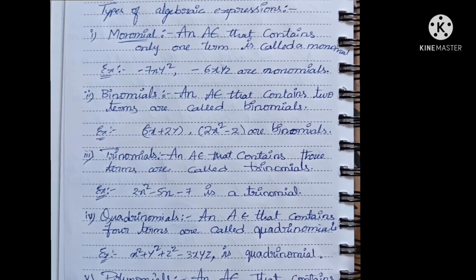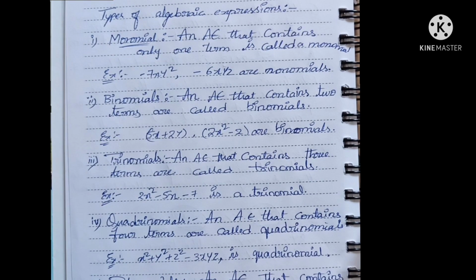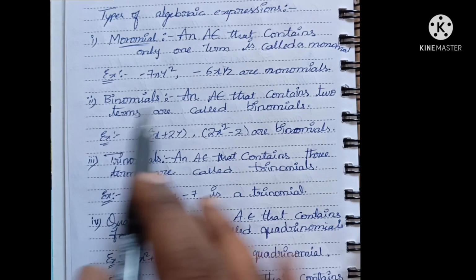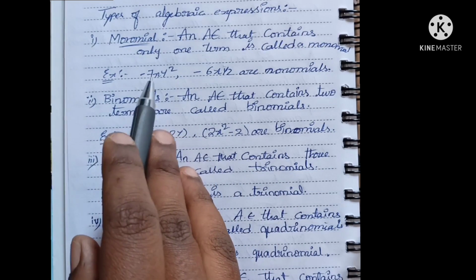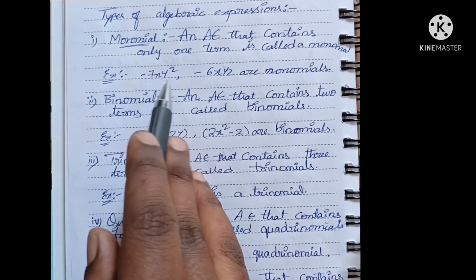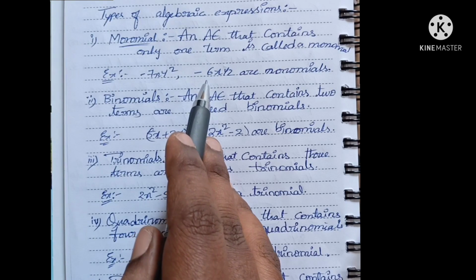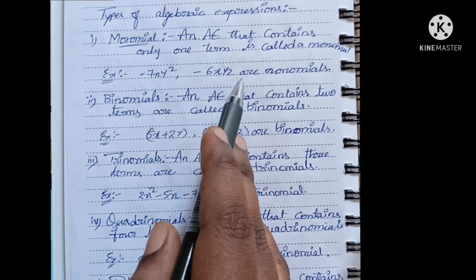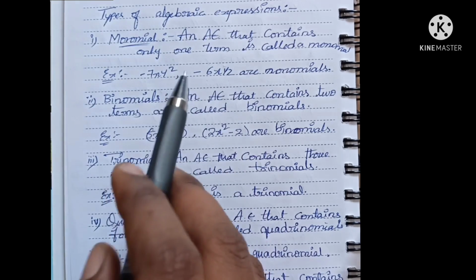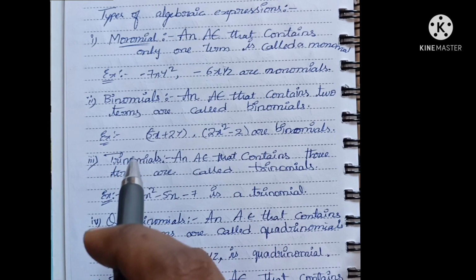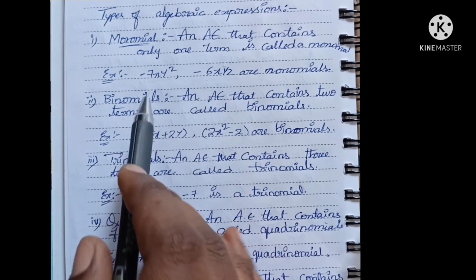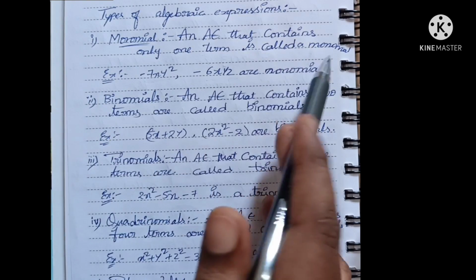Now let us see the types of polynomials. So the first one is monomial. A polynomial that contains only one term is called a monomial. One term means it cannot have any other operations. Here I have taken a few examples: minus 7x y square, it has only one term. Here minus 6yz, and xyz is another monomial. Mono means one, and mial means algebraic expression. So if it has only one term, we call it a monomial.